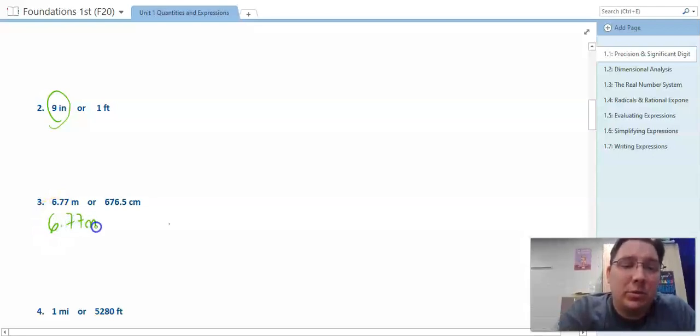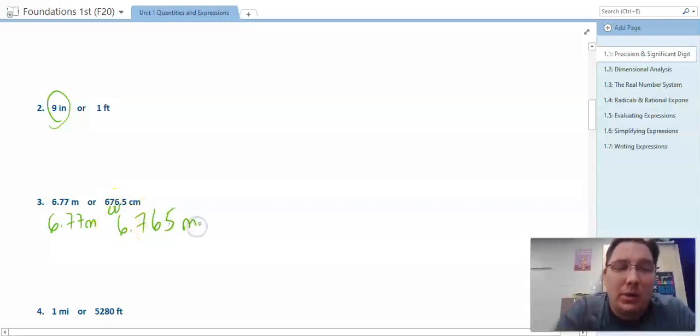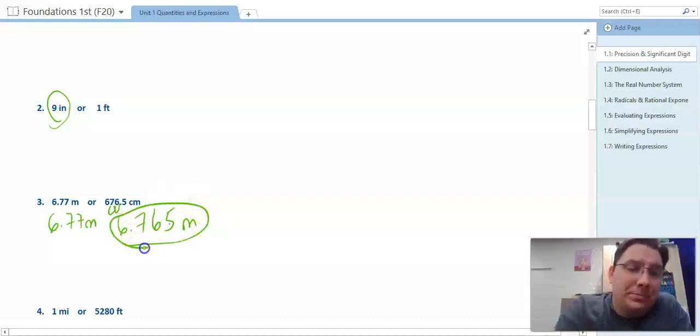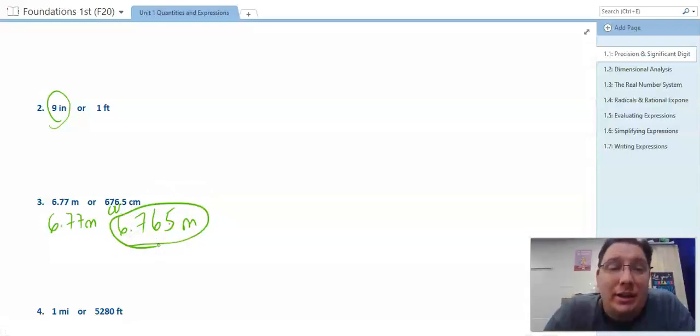So our meters here, 5.77 meters. To go from centimeters to meters, we're going to move that decimal place twice. So 6.765 meters. And again, we look at which one has more decimal places, which one goes further in the decimal. And so this one would be the 676.5 centimeters, or 6 and 765 thousandths meters.